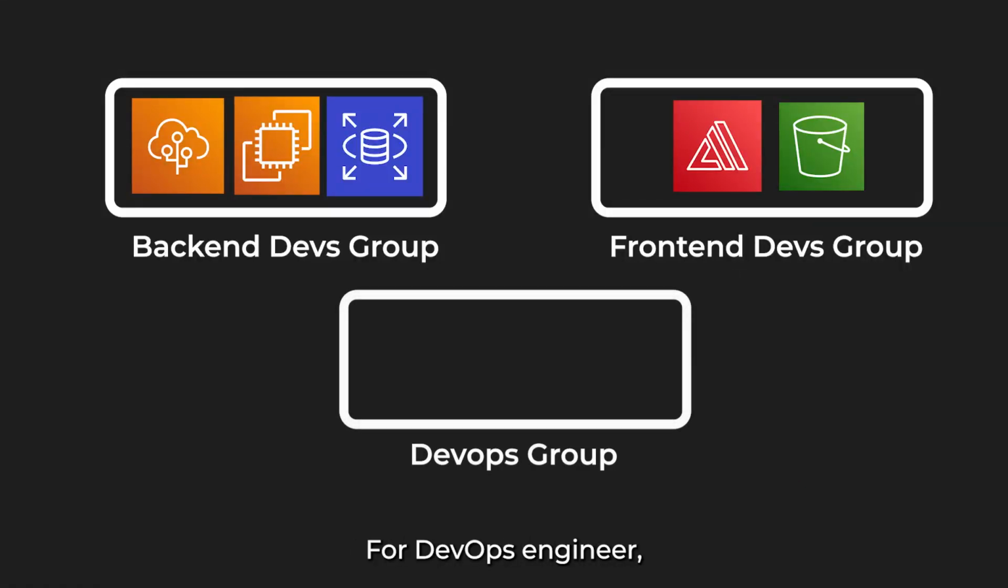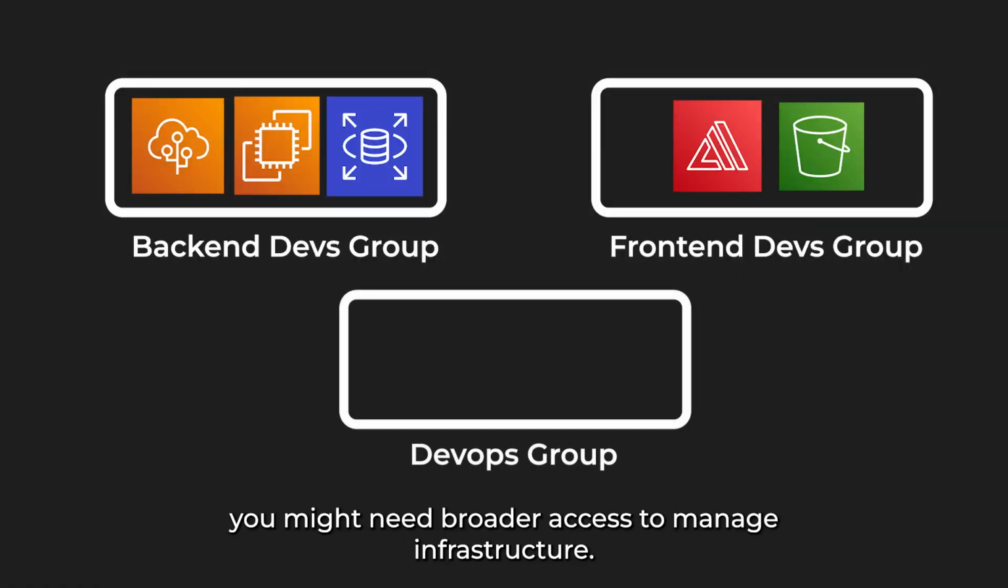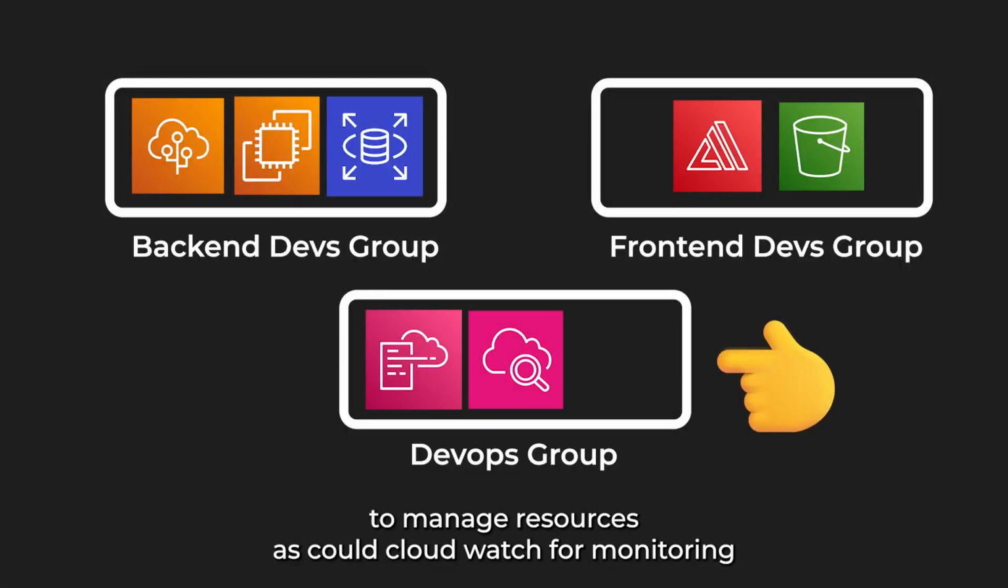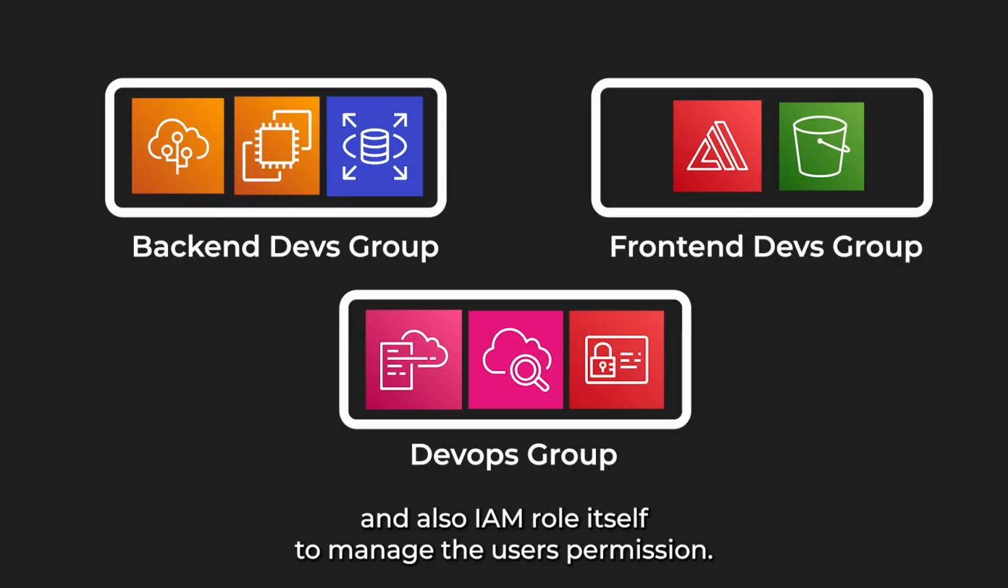For a DevOps engineer, you might need broader access to manage infrastructure. This could include permissions like CloudFormation to manage resources as code, CloudWatch for monitoring, and also IAM roles itself to manage the users' permissions. Now let's get a hands-on demo for this.